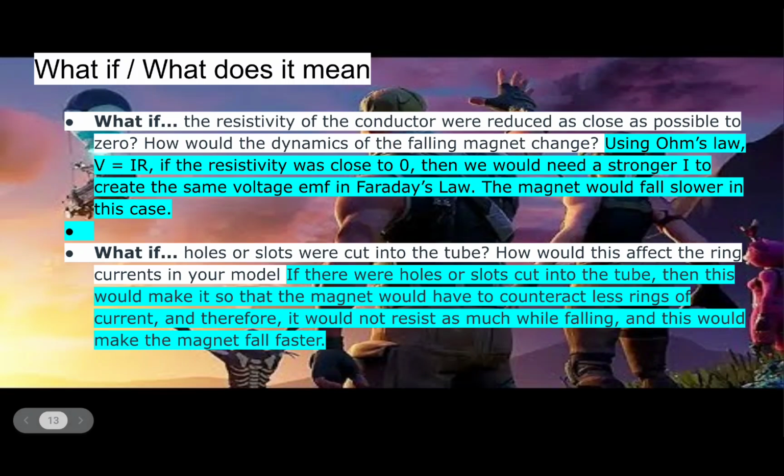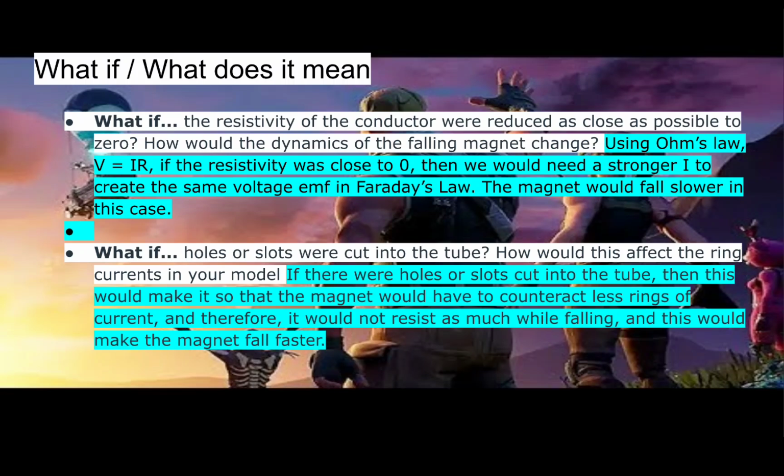What if the resistivity was as close to 0 as possible? Then basically the magnet would fall slower, since with Ohm's law, V equals current times resistance, we would need a much stronger current as it falls.